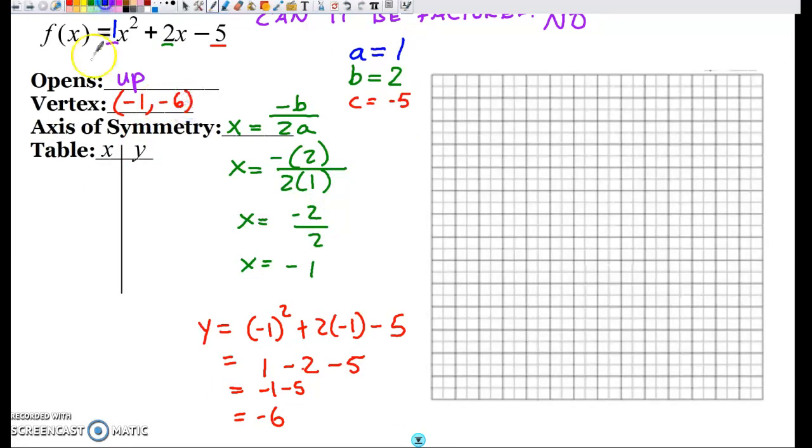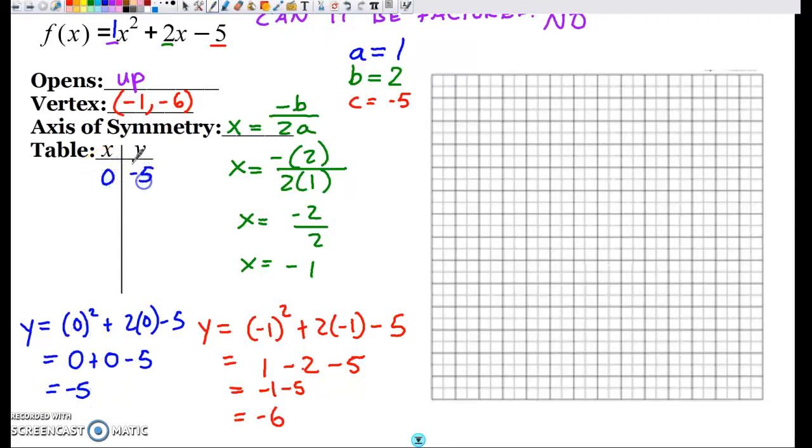The one thing I want to do now is find the y-intercept by just plugging in 0 for x. So y equals 0 squared plus 2 times 0 minus 5, I'll get 0 plus 0 minus 5, and I get negative 5. So when I plug in 0, I get negative 5. And when I plug in my axis of symmetry, negative 1, I get negative 6. So I can start to graph this function now.